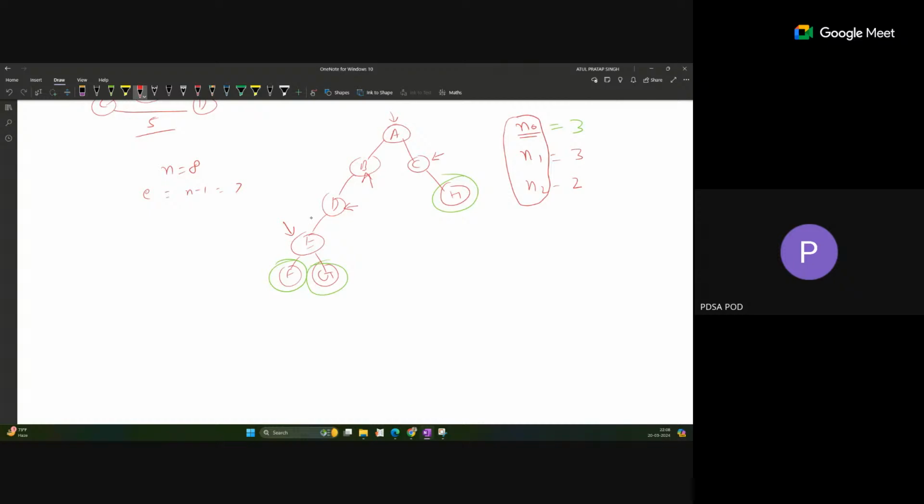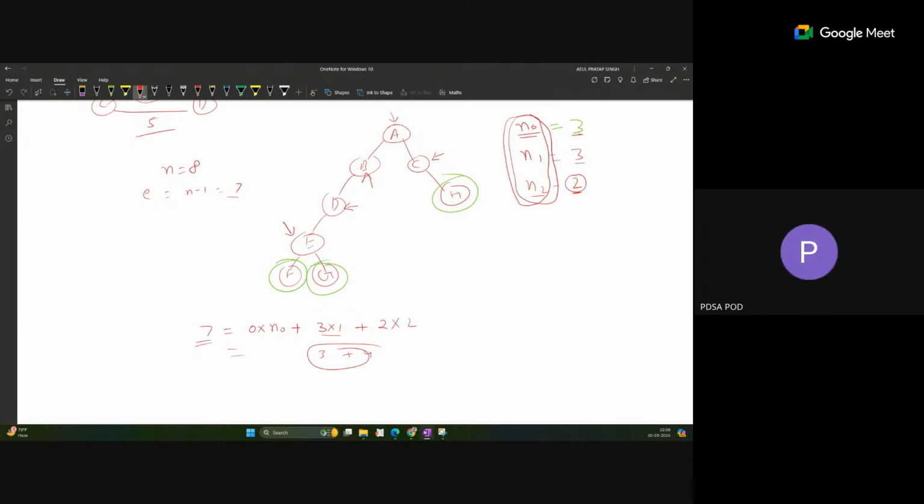So now we are proving this. We are calculating this number of edges, 7, in terms of these values. For leaf nodes, there is no edge connected in the lower direction, so we can write 0 into N0 plus the number of nodes with 1 child. These are 3, and each node is connected with 1 edge, so we write 3 into 1. Now the number of nodes with 2 children: these are 2, multiplied by 2, because 2 edges are connected with each node. So 3 into 1, 3, plus 2 into 2, 4. This is now equal to 7.